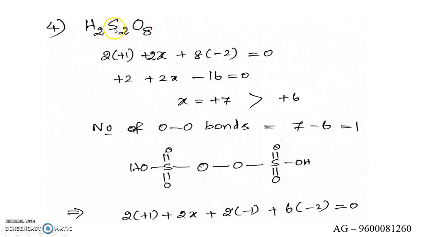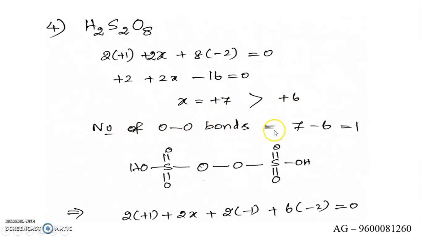What is the oxidation state of sulfur in this compound? Listen, if you use the normal method, you will end up with +7 as the oxidation state. But we know very well for sulfur, the maximum possible oxidation state is only +6. So the calculated value is greater than the actual maximum. Okay, so what to do? You should calculate the number of peroxide bonds.